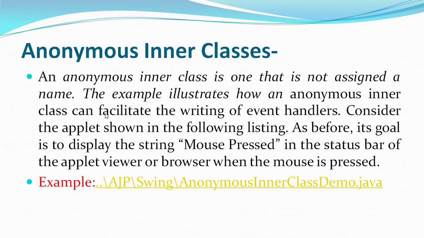Anonymous inner classes. An anonymous inner class is one that is not assigned a name. An inner class has a name, but an anonymous inner class has no name. The example illustrates how an anonymous inner class can facilitate the writing of event handlers. Consider the applet shown in the following listing. As before, its goal is to display the string "Mouse pressed" in the status bar of the appletviewer or browser when the mouse is pressed.